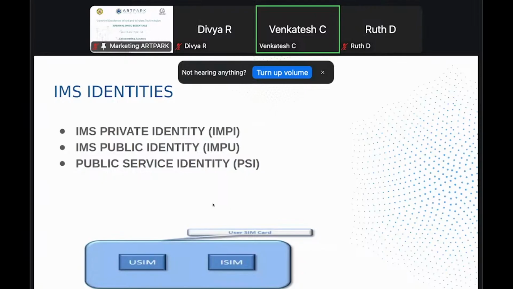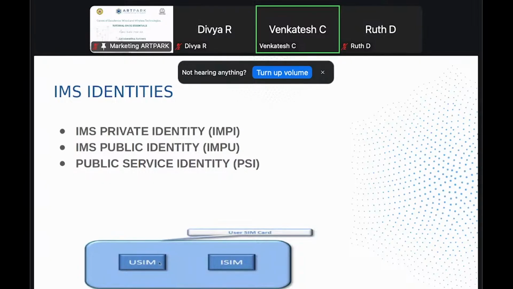Now let's move to IMS identities. In IMS, user identities play an important role in authentication, authorization, and even service provisioning. There are three main types of identities used in IMS, which are stored in the ISIM. ISIM stands for IP Multimedia Services Identity Module. In the SIM card, there are two things: one is the USIM and the other is the ISIM.